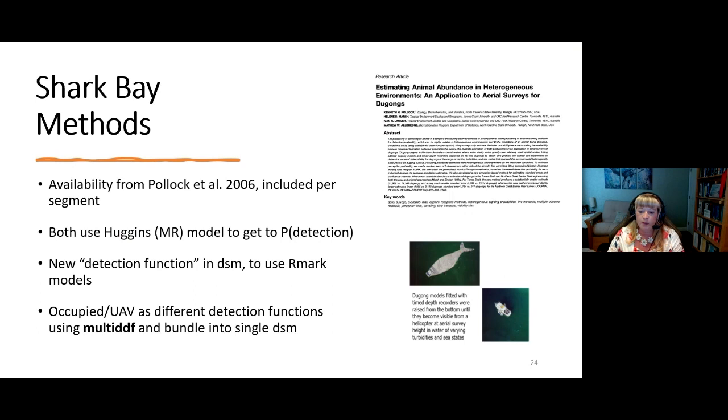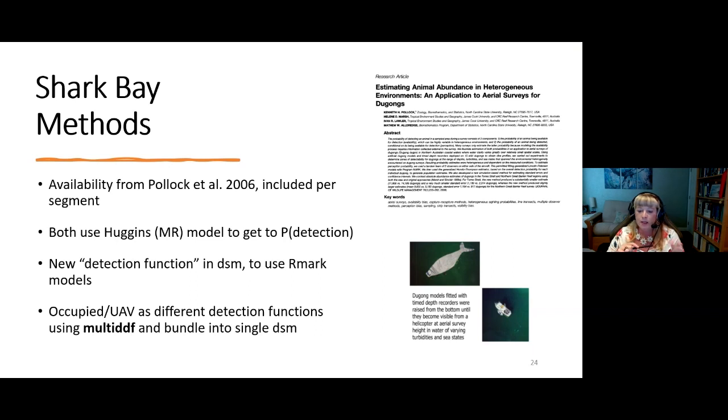Okay, so once all of the data was prepped for both surveys, we took availability bias estimates from a Pollock et al. 2006 study, where a fake manatee was cleverly used to conduct experiments in order to determine zones of detectability for dugongs at a range of depths, turbidities, and sea states. So both of these surveys also used Huggins mark recapture methods in order to get to the probability of detection. So having this case study actually resulted in developing a new detection function option in the R package DSM in order to be able to use these R-mark models. So that's a nice functionality we have now.